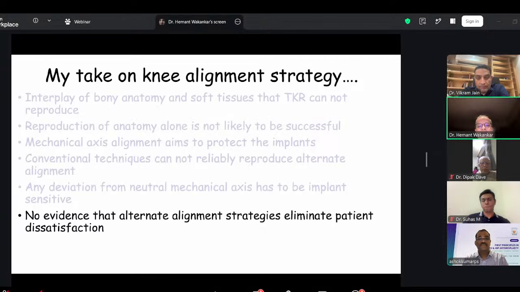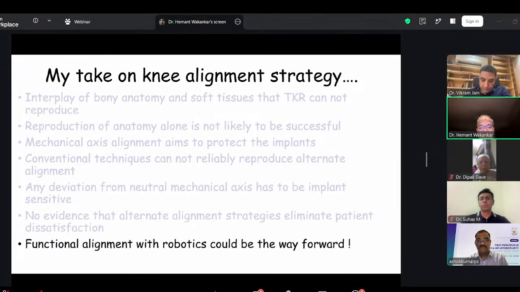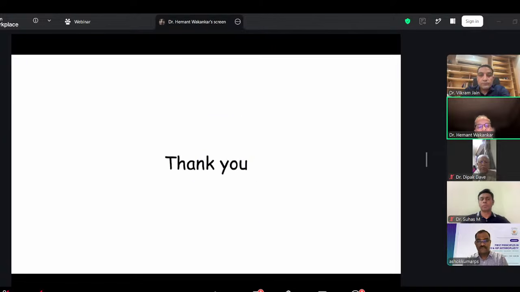There is no evidence that alternate alignment strategies eliminate patient dissatisfaction. That is the crux of the matter. I think you have to come up with a paper showing that patient dissatisfaction has been eliminated by alternative alignment strategies. I'm sorry, that has not happened as yet. Functional alignment with robotics seems to be the way forward. Thank you very much.